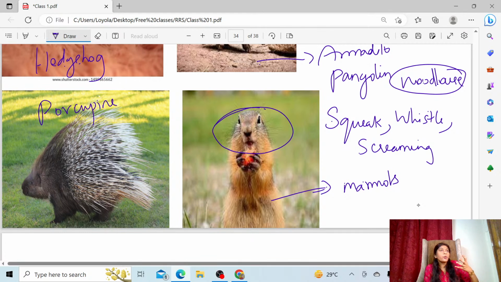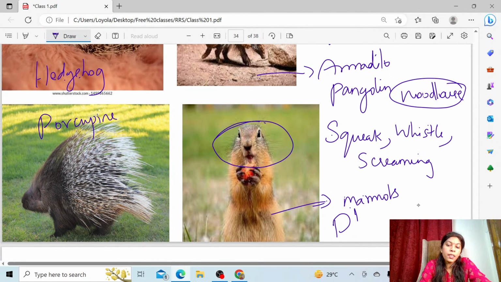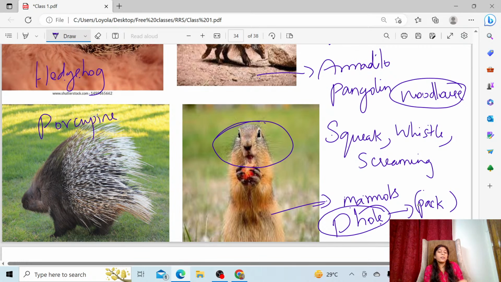In the same way, squeaking. You can see the squirrels squeak. When they feel they are threatened, they will start to squeak. Generally, it's the nature of squirrels. And even some animals will whistle. They will communicate to their group, to the pack, in the form of whistling. Like you take the dhole. Dhole is a wild dog. They always hunt in packs. They will go in a group. So in order to give a signal, if they see prey, they will start to whistle, and the pack will communicate with one another. So these are some adaptations they have taken in order to hunt in a group.